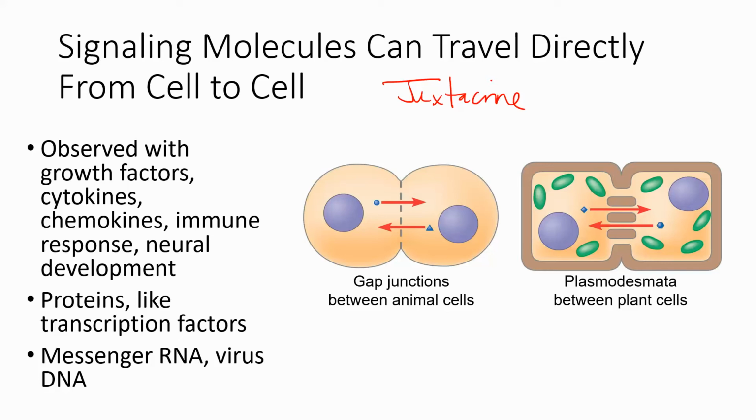One of the things we'll talk about in our next unit when we talk about DNA is the fact that you can also have small RNAs that pass from cell to cell. Viral DNA can also pass from cell to cell this way too.